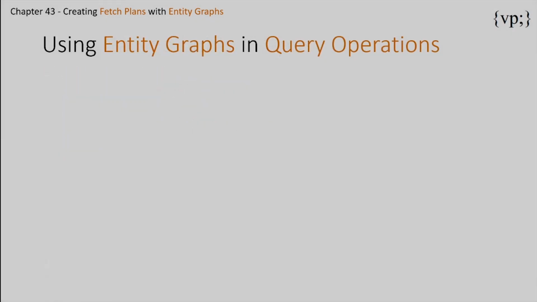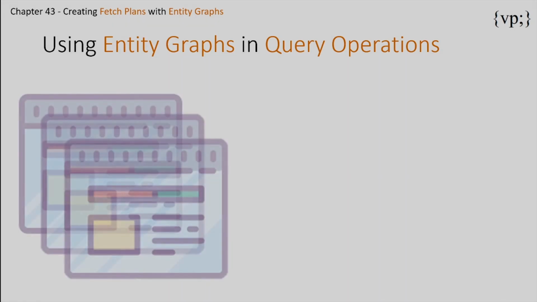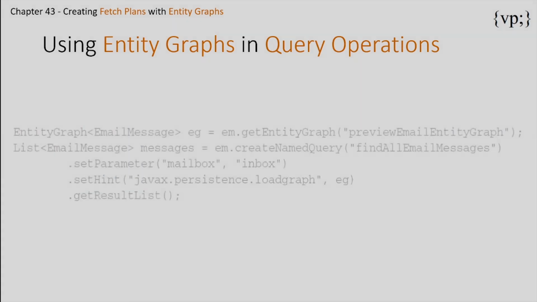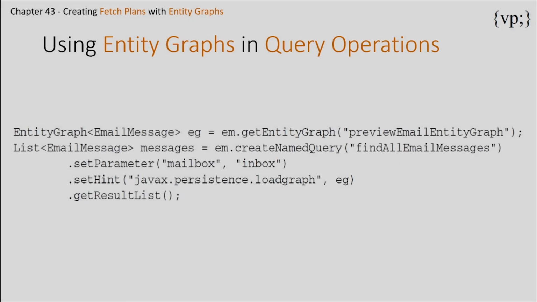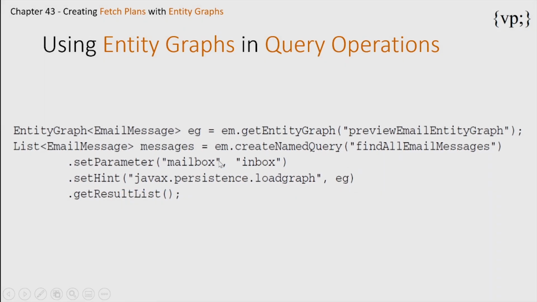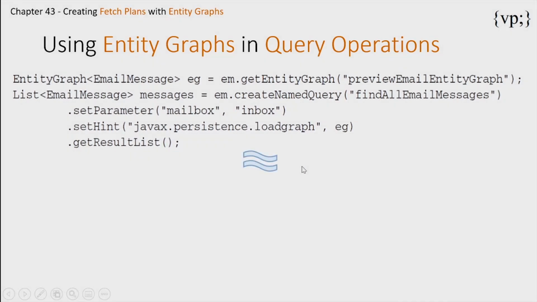Next, let's take a look into using entity graphs in query operations. Now, let's use these newly created entity graphs in our query operations. In this example over here, you can first call the setHint method on a query object and specify either javax.persistence.loadGraph or fetchGraph as the property name and an entity graph instance as the value. Over here, you can see it's EG. Here is an equivalent used in typed queries.